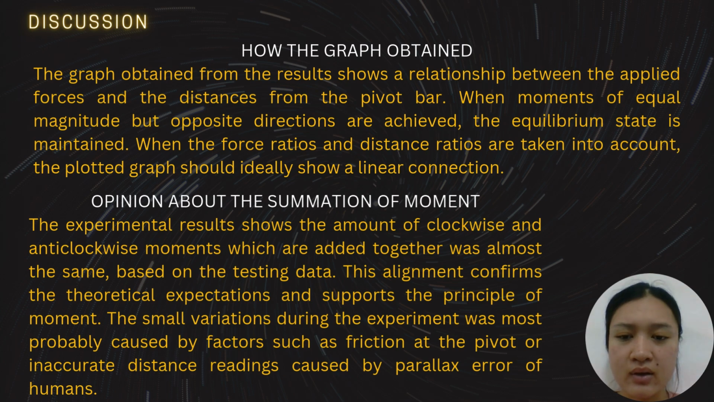And the group discussion about the estimation of moment: the experimental result shows the amount of clockwise and anti-clockwise moments added together was almost the same based on the testing data. This alignment confirms the theoretical expectations and supports the principle of moment. The small variations during the experiment were probably caused by factors such as friction at the pivot bar and inaccurate distance reading caused by parallax error.